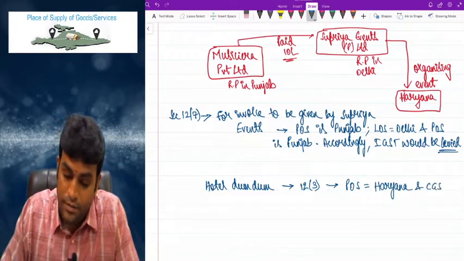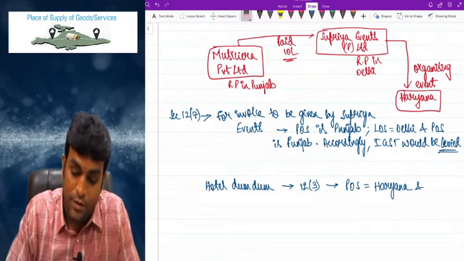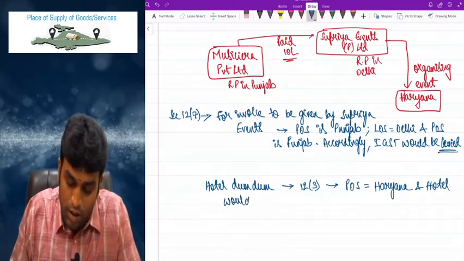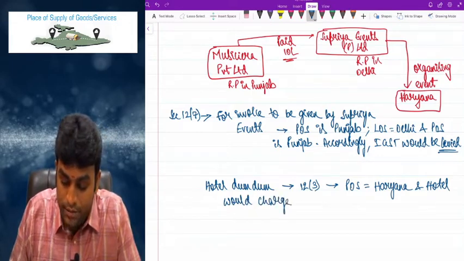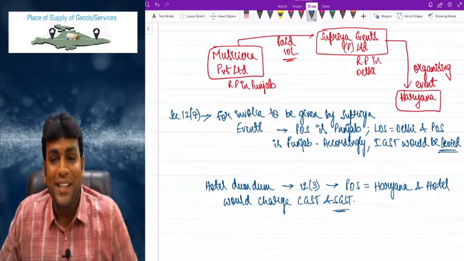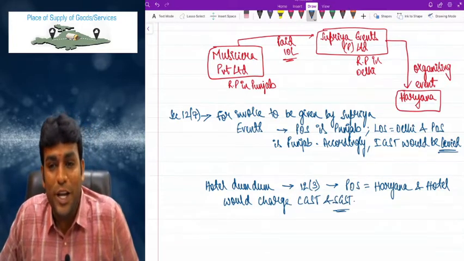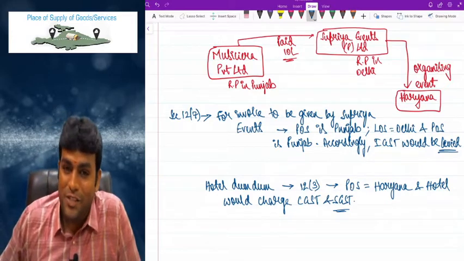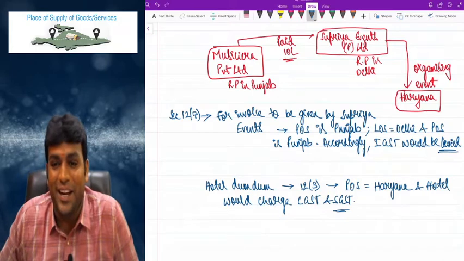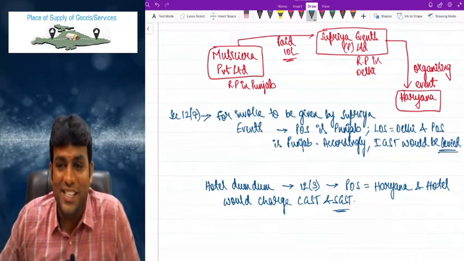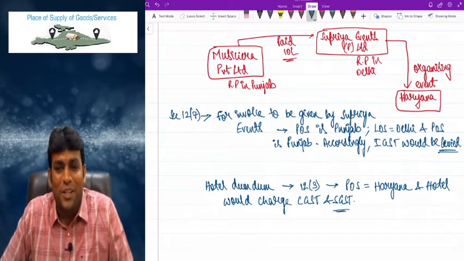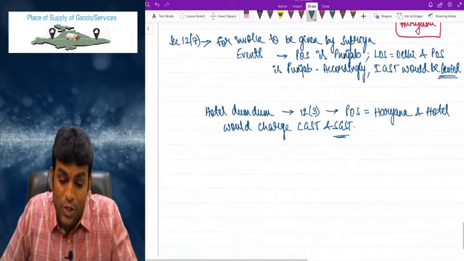And very clearly, my dear friends, the hotel would charge CGST and SGST, because the location of supplier is in Haryana, and the place of supply is also Haryana. When the location of supplier and place of supply are both in Haryana, obviously the hotel will charge CGST and SGST. What a brilliant concept, my dear friends. No doubt about it. Next, the story is not yet over.